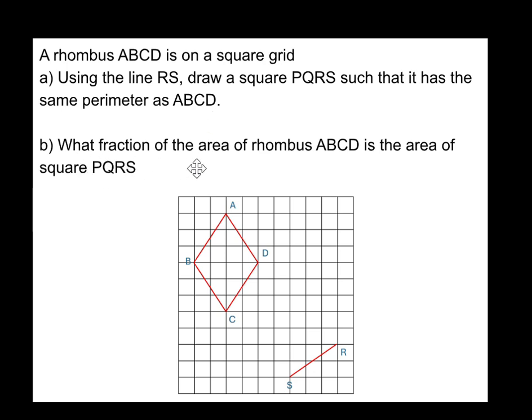Next, what fraction of the area of rhombus ABCD is the area of the square PQRS? So you have a rhombus ABCD that's already given to you. You have a line RS that's given to you. Now what you're supposed to do is draw a square that has exactly the same perimeter as the rhombus.